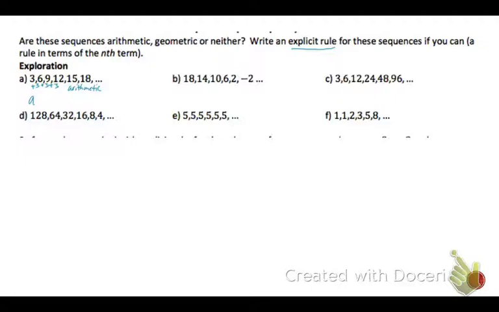So let's use that formula that we learned to write the rule. So any term a sub n will equal our first term, which is 3, plus our difference, which is also 3, times n minus 1. Now let's look at b.